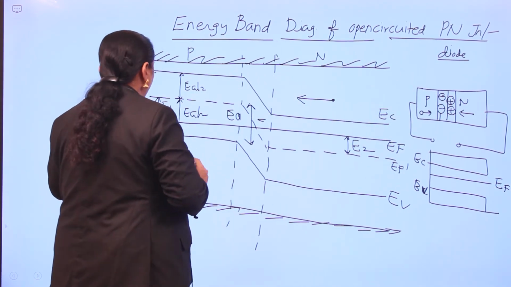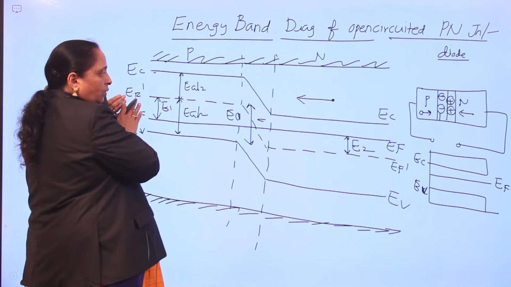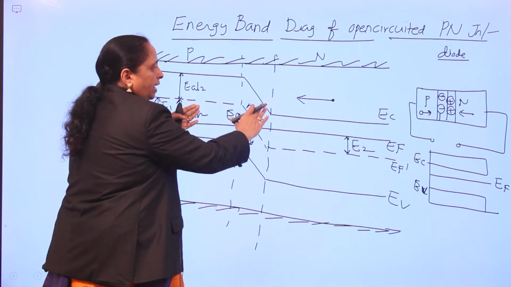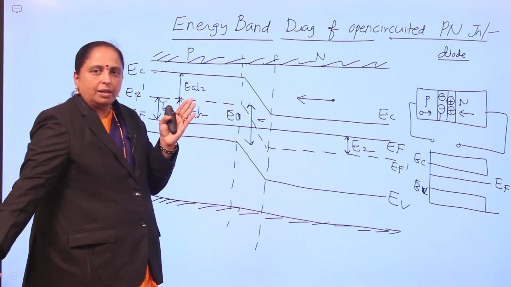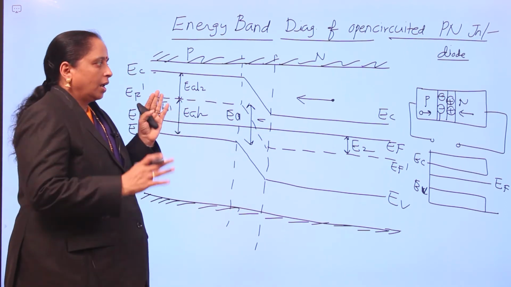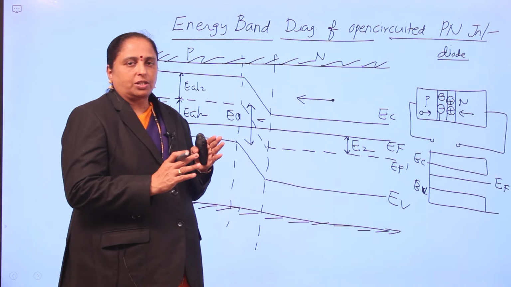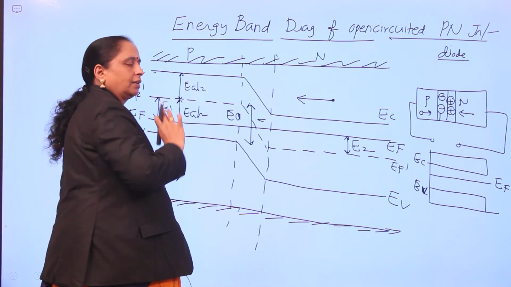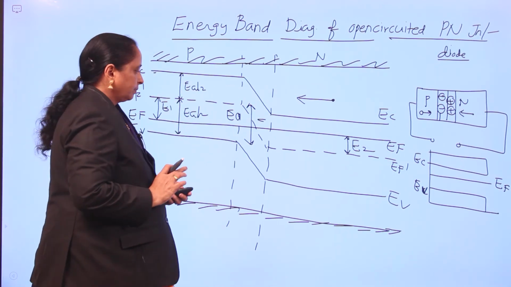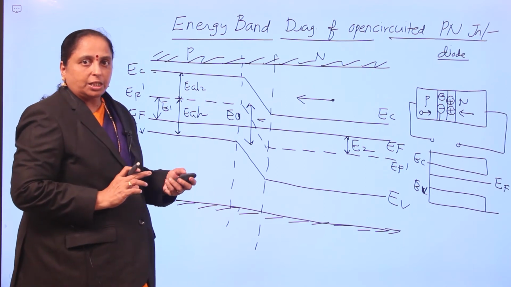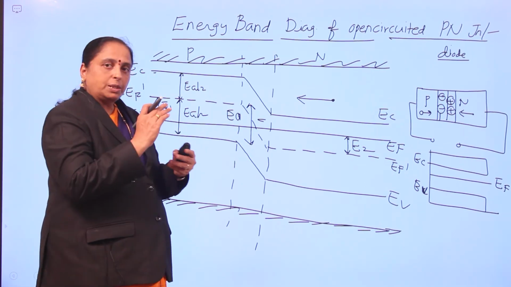Suppose any hole is trying to cross from the P to the N side, again there is a barrier from the N side. Therefore, like that it will form a barrier potential. So you can estimate this barrier potential. Now, let us write the expression for the barrier. How much barrier is there?